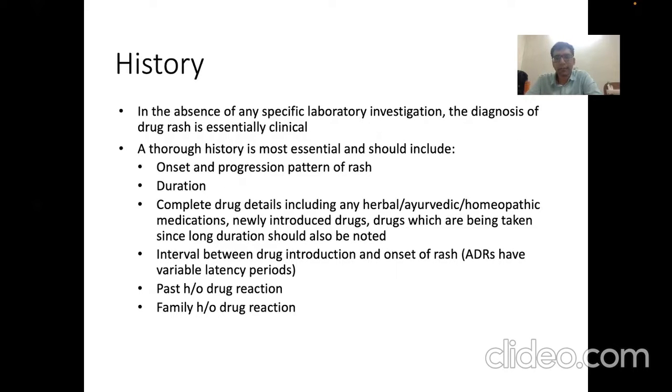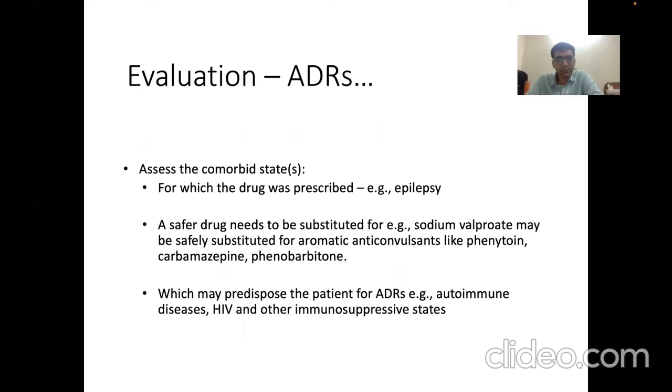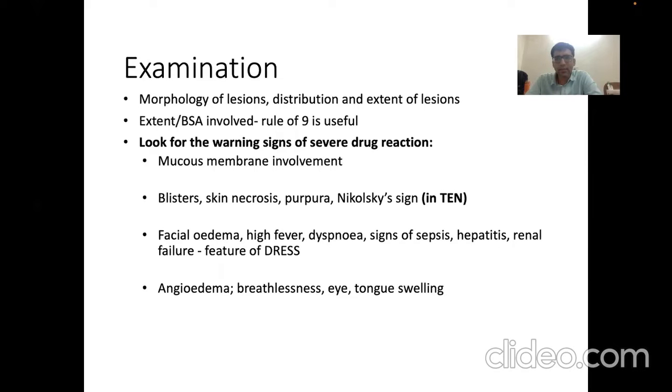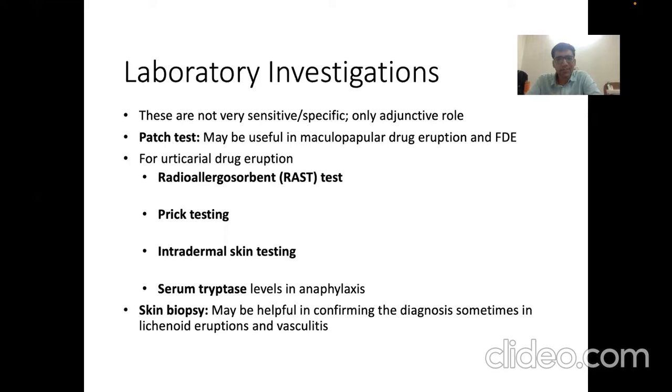A thorough history is very important, which will include onset and progression of rash, duration, complete drug details, interval between drug introduction and rash, and past history of any drug reaction. Examination should include body surface area, morphology of lesions, mucosal involvement, blisters, skin necrosis, purpura seen in TEN, facial edema, high fever, sepsis seen in DRESS, and angioedema including breathlessness, eye or tongue swelling. Lab investigations are not so important. Serum tryptase level in anaphylaxis and skin biopsy used in vasculitis and lichenoid eruption.